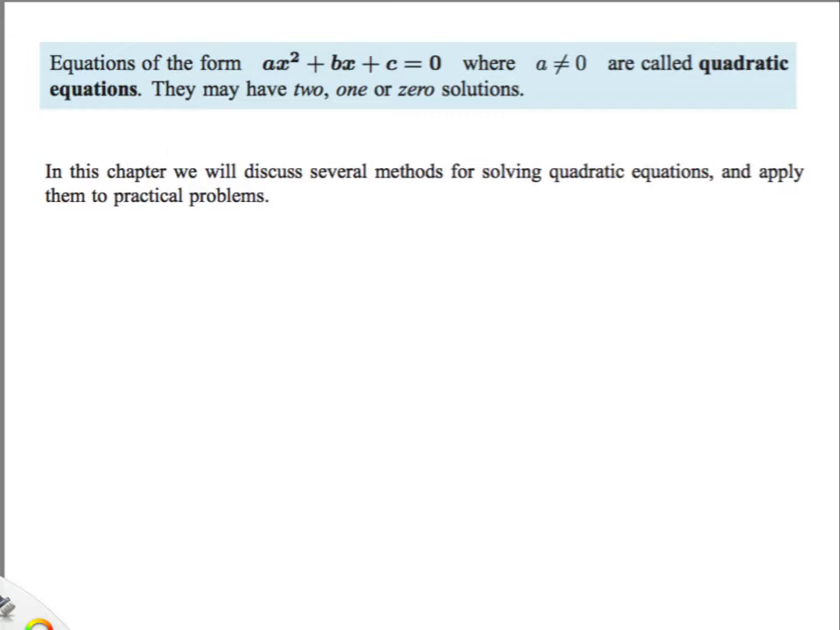Now the difference between a quadratic equation and a linear equation is this time we can have 2, 1, or 0 real solutions to the problem. Our first method of solving quadratic equations is called the x squared equals k method. Use this when you only have an x squared term, so only one term with the variable in it.